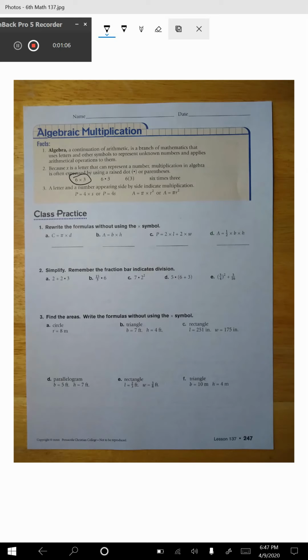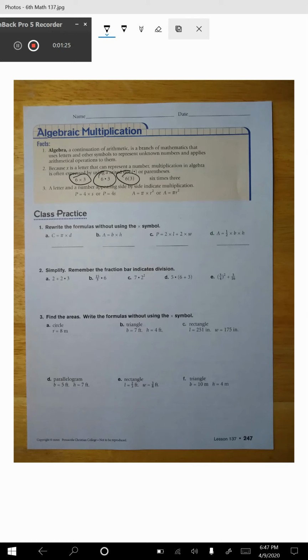So a lot of times in algebra they use the X. So obviously you don't want to be putting the times sign in your algebra problem because which one's the X and which one means times? So a lot of times they use the dot. Even more so, they will just do this. That means 6 times 3.